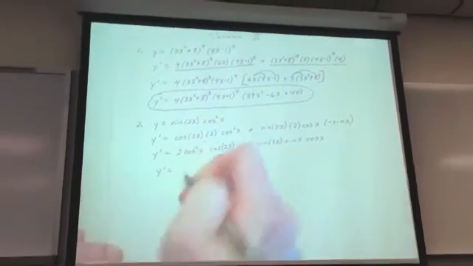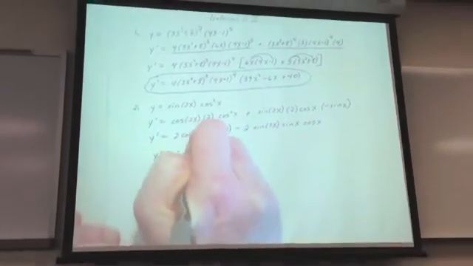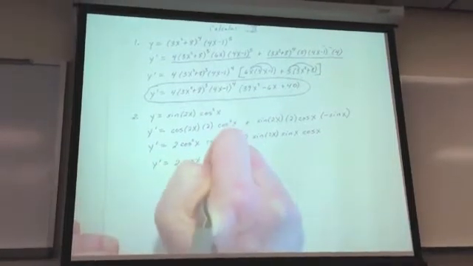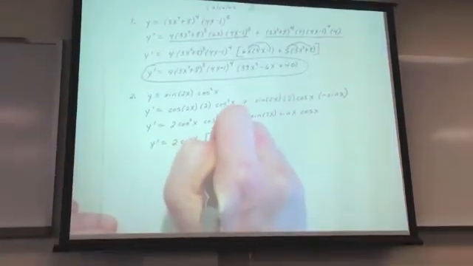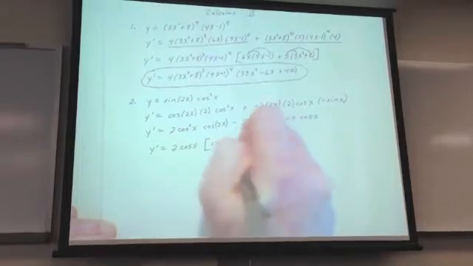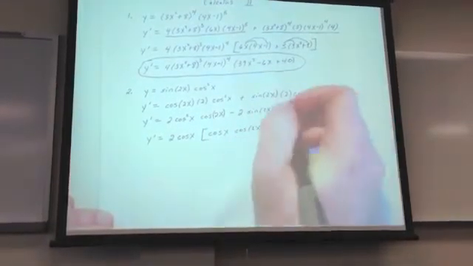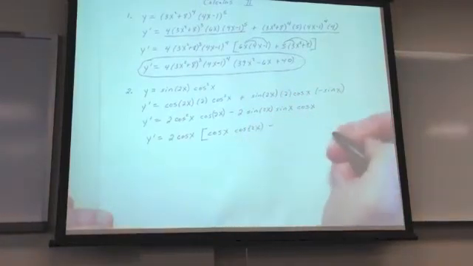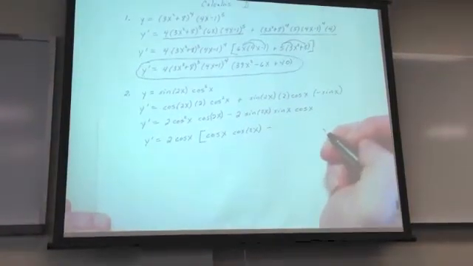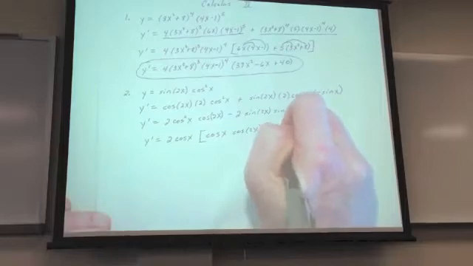Now I'm going to factor and say 2 cosine x times the group cosine x cosine 2x minus the sine of 2x sine of x. Ooh, I like that symmetry there. Gorgeous.